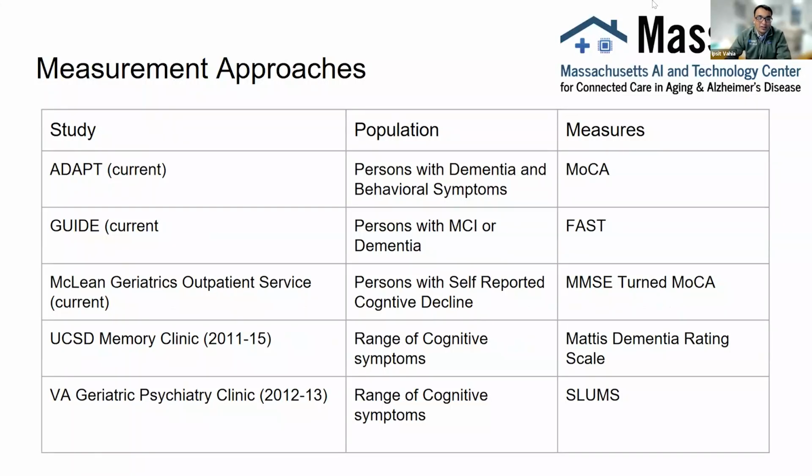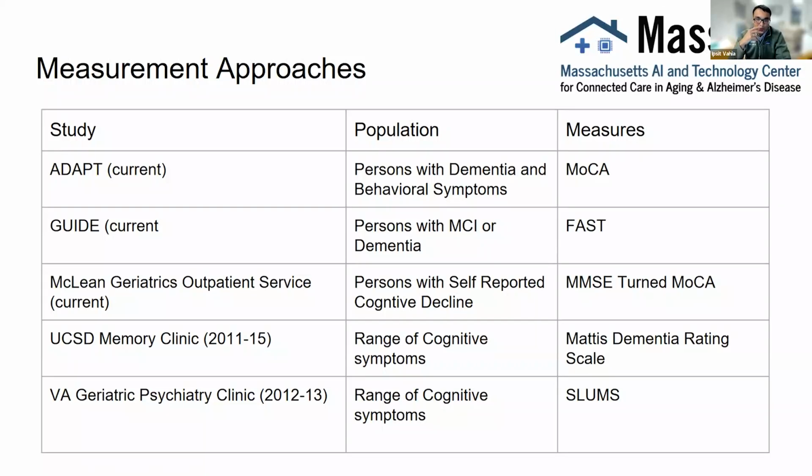So Mike alluded to the ADAPT study on which he and I are co-PIs. This is a study that is essentially looking at how wearable sensors can guide psychopharmacology. But we needed a screener for this that would give us that initial determination of what the severity of someone's cognitive impairment or dementia is.